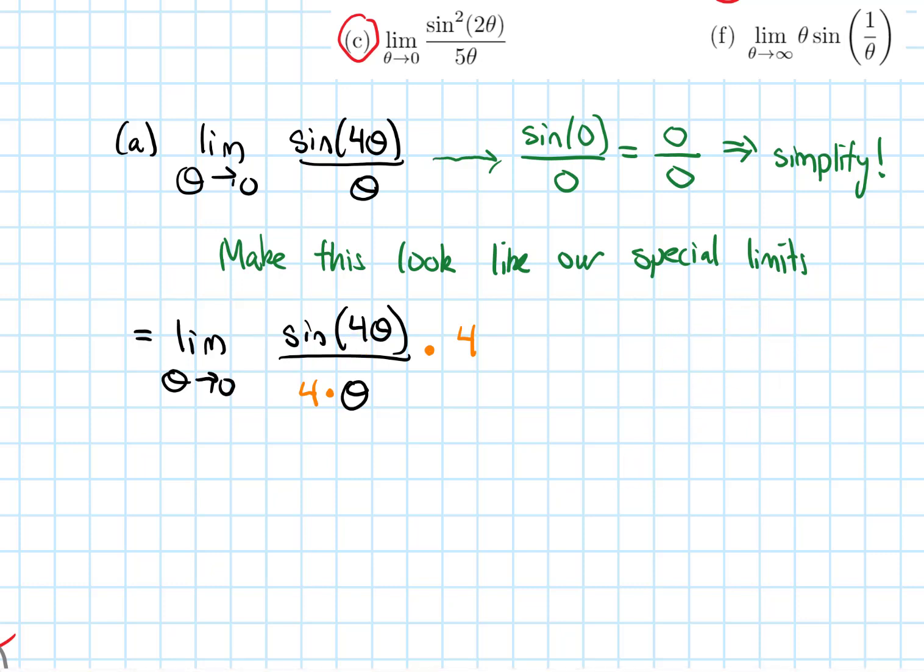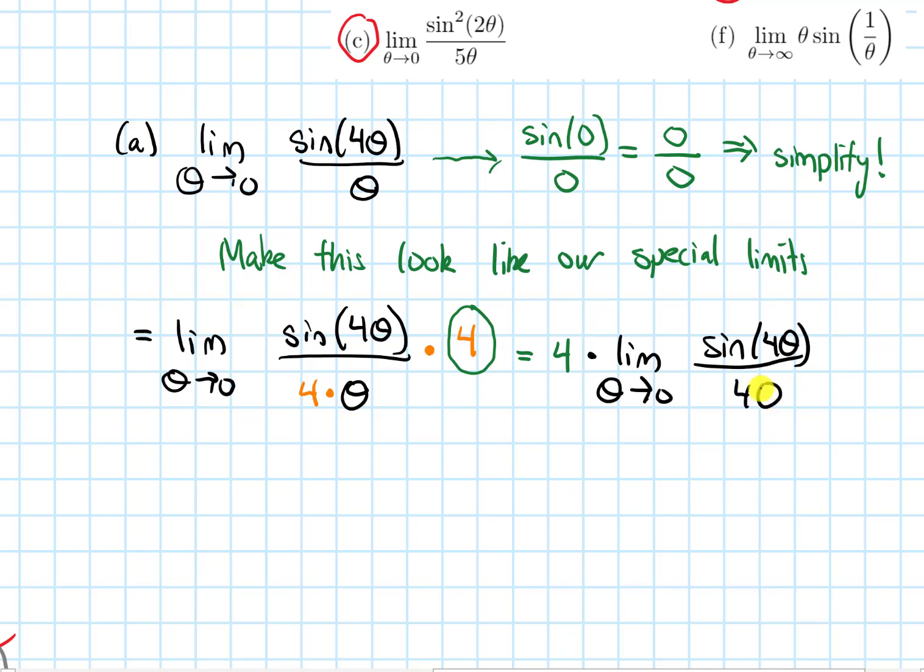All right, so now this 4 that I have is just a constant. I can pull that to the front of the limit. So this will equal, that 4 will come to the front of the limit and multiply the limit as theta goes to 0 of sine of 4 theta over 4 theta. But now this limit is as theta is going to 0, and my angle, this 4 theta, is the same inside the sine and on the bottom, and that angle is also going to 0, which means this limit is my special limit, which is actually just 1. So I get 4 times 1, which is 4, and that's my answer.